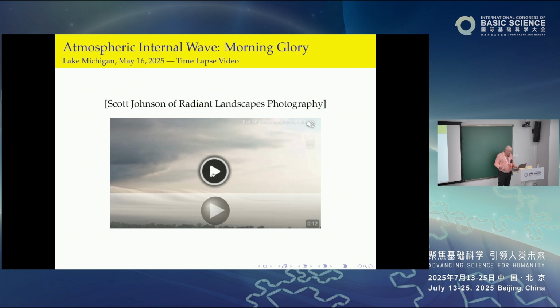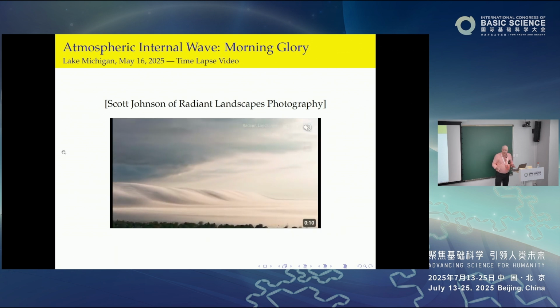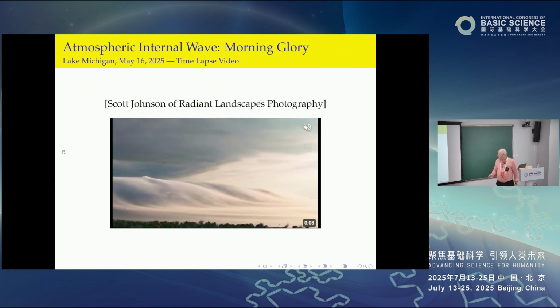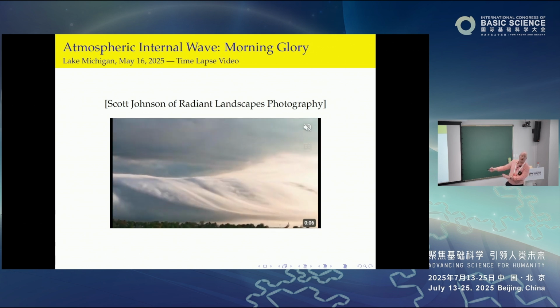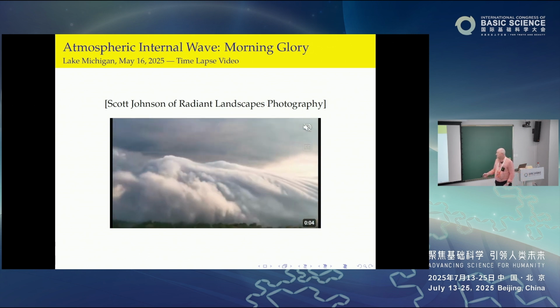It's a time-lapse movie. It's not quite this fast in reality, of course, but that's what the cloud motion looks like. It's really a soliton, okay? That's a soliton of the Benjamin-Ono equation moving to the right at some speed like that. That's the kind of phenomenon that the Benjamin-Ono equation was designed to model.